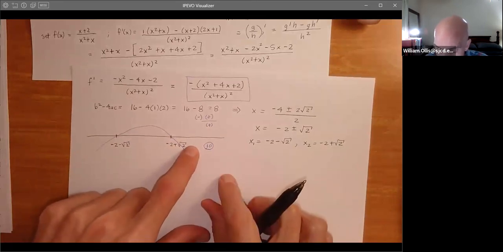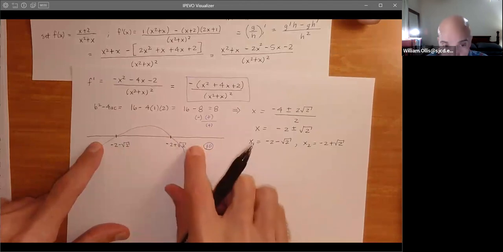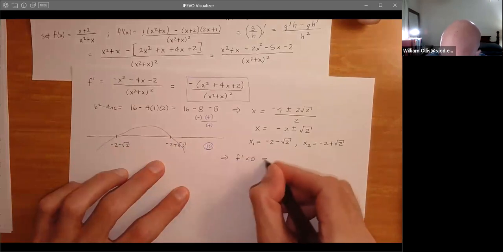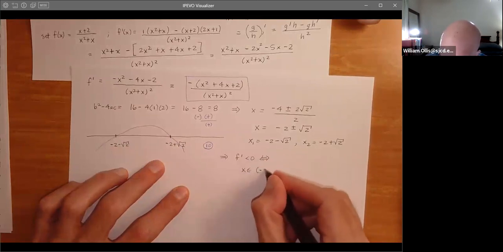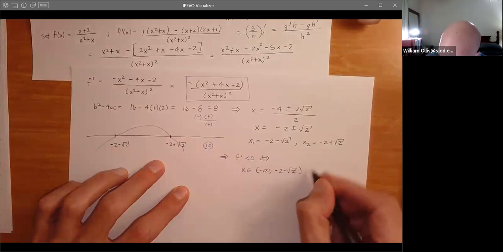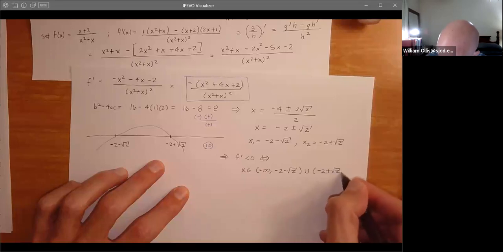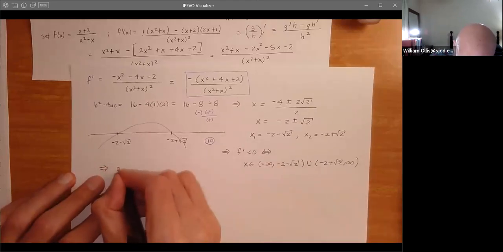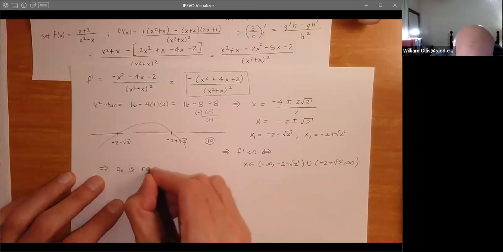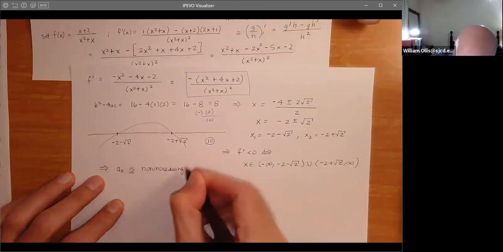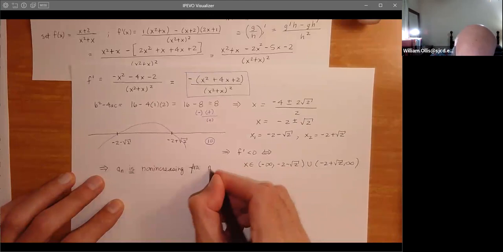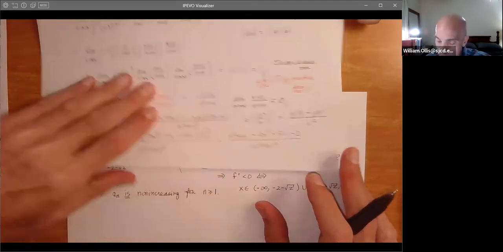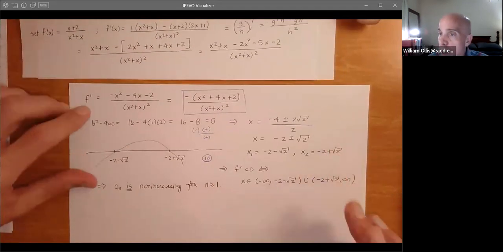So what we're seeing here is that this particular derivative is negative here and negative here. So this implies from calculus one that f prime is less than zero if and only if x lives between negative infinity and negative 2 minus root 2, union negative 2 plus root 2 to infinity. But ladies and gentlemen, that takes care of us. So now this implies, by using the calculus, that a sub n is non-increasing for n greater than or equal to 1. And since we have a sub n with limit 0 and non-increasing, that satisfies the alternating series test.